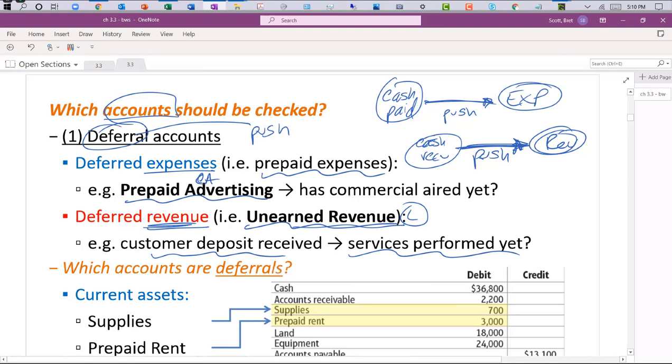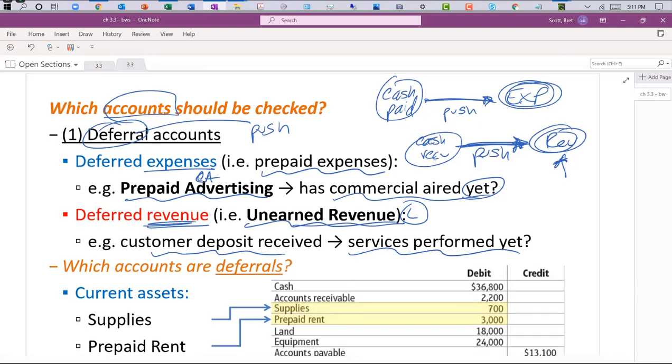Same thing with an expense. If I prepaid for advertising a commercial, has the commercial actually occurred yet? If so, I need to recognize an expense. The idea here about deferrals is we're pushing off the revenues and expenses into the future, even though cash flows move earlier in the process.